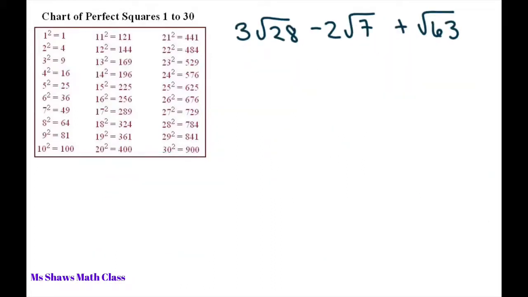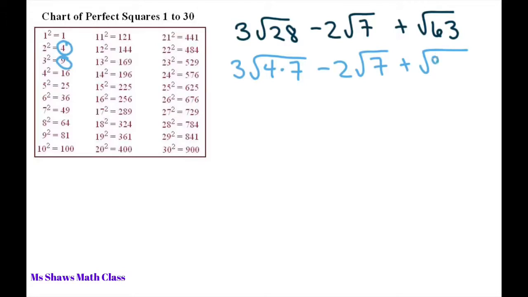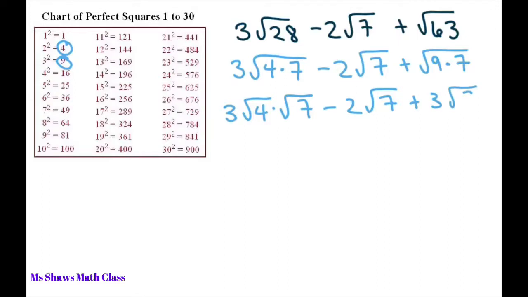Okay, this one, let's see if we can do this. 28 is 4 times 7. So I'm using 4. We can't break up 7 because that's prime. And do we have a perfect square for 63? Yeah, 9. So 9 times 7 is 63. So we're going to write 3 square root of 4 times the square root of 7 minus 2 square root of 7 plus 3 square root of 7.